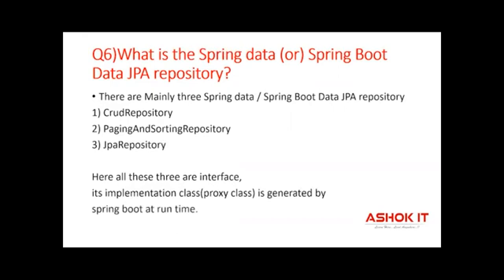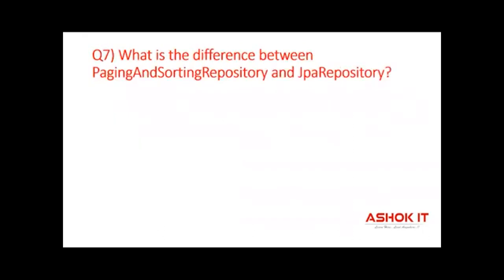I'll generate one class that will perform the operations at runtime. Here, you only define the interface by extending one of the above interfaces. And the most used is JPA repository. Question number 7. What is the difference between paging and sorting repository and JPA repository? It is also one of the most asked questions.